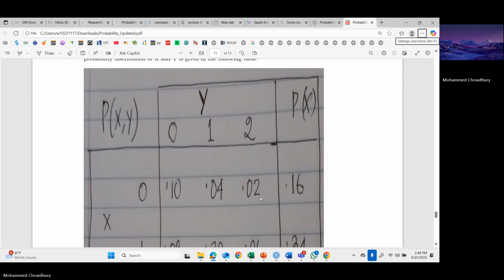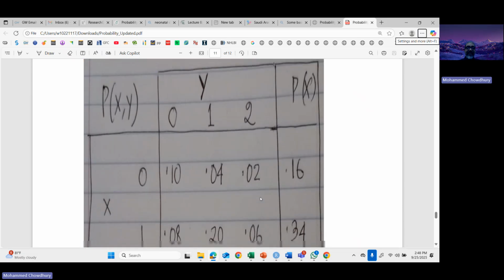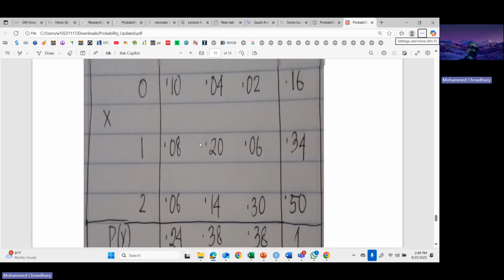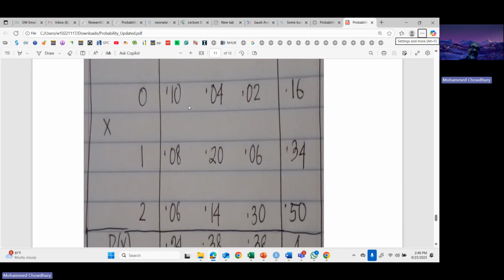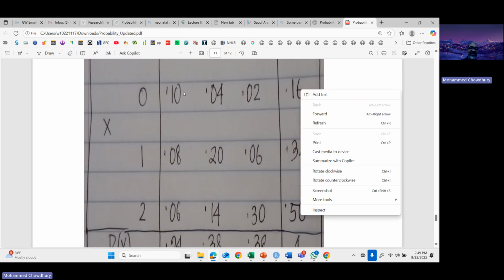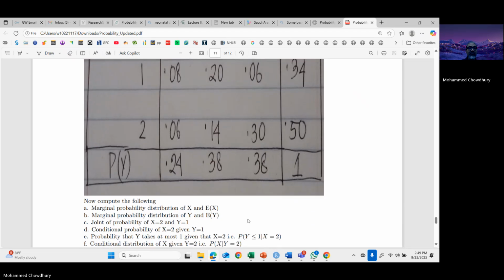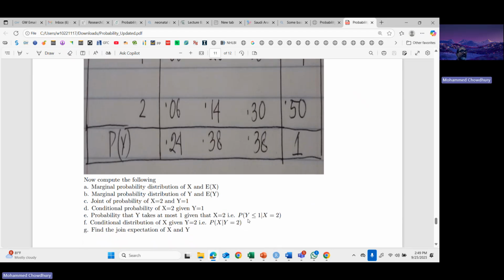Understand, right? Okay, so now I will provide only these things: these 9 numbers, 1, 2, 3, 4, 5, 6, 7, 8, 9. If you add all of these, you get this. If you add all of these, you get this. And if you add the column, you will get this column. Okay. Now compute the following.